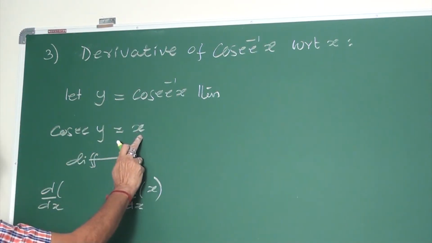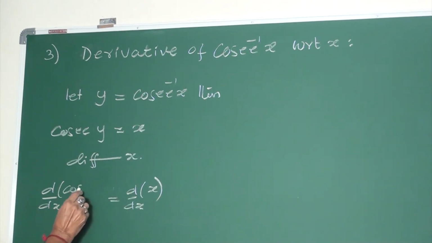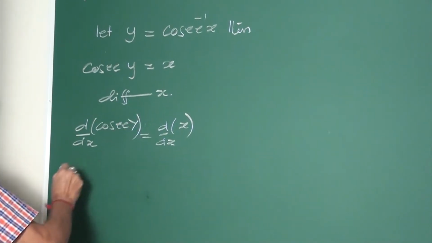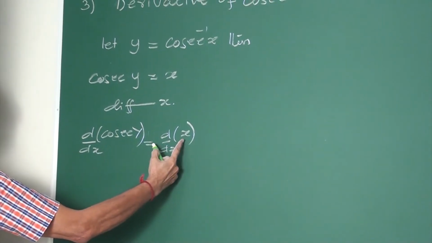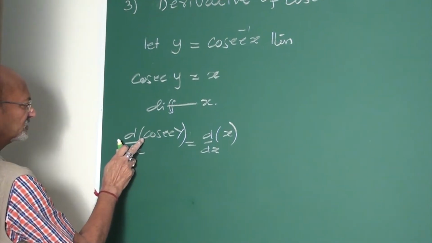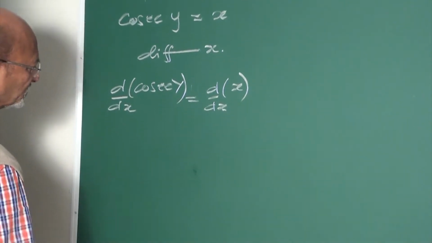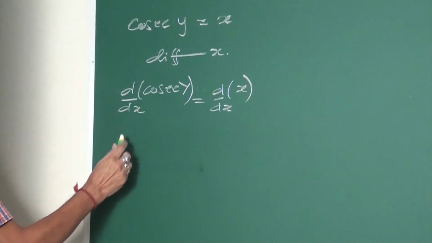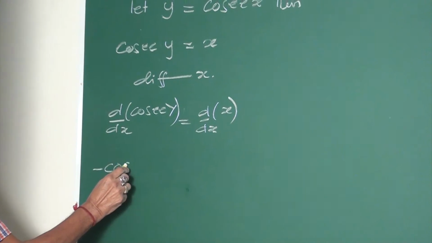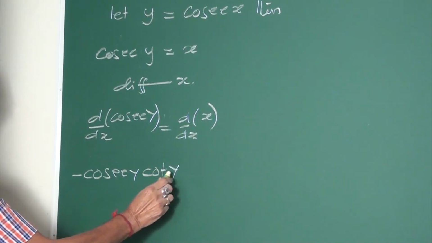Then bring this side: cosec y equals x. Differentiate with respect to x. Derivative of cosec y with respect to x, RHS derivative of x with respect to x. Again, my friends, this starts with c, so it is also minus. What is the derivative of cosec? Minus cosec y into cot y.